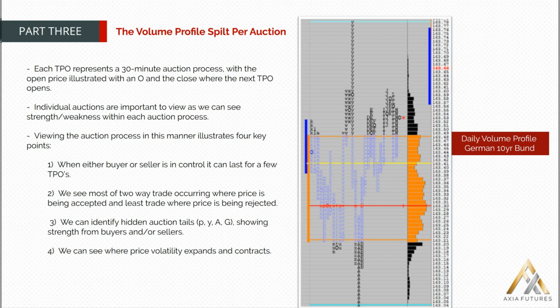Note, viewing the auction process in this manner will illustrate 4 key points. The first is that when either buyer or seller is in control, it can last for a few TPOs. As a rule of thumb, I have a little expression: when a market is moving in one direction, it's a lot like a big ship, an oil tanker coming into a harbor. Note, it takes a long time for an oil tanker to turn around.